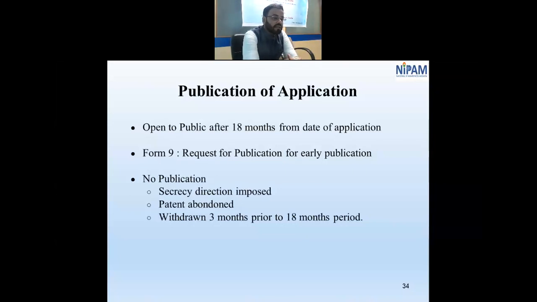Form 9, request for early publication, I've already told you. If you don't want to wait for 18 months, and if you want early publication, then you have to fill Form 9 for early publication.